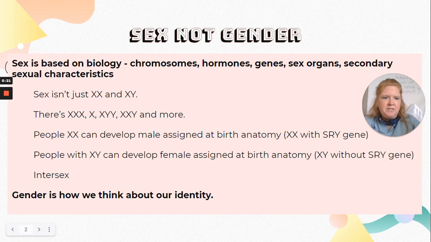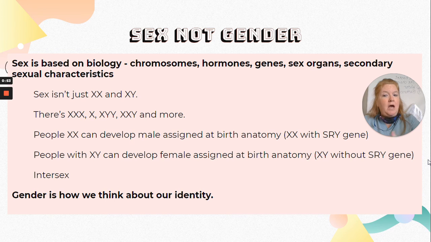So here, first, what I want to talk about, sex, not gender. That's what we're talking about in class. So sex is based on biology. That's your chromosomes, but also your hormones, your genes, the sex organs, and your secondary sexual characteristics. So that means what happens when you hit puberty, how you outwardly appear, your secondary sexual characteristics. So it's important to know that sex is not binary. Sex isn't literally just XX and XY.